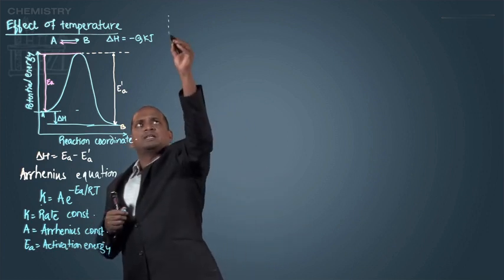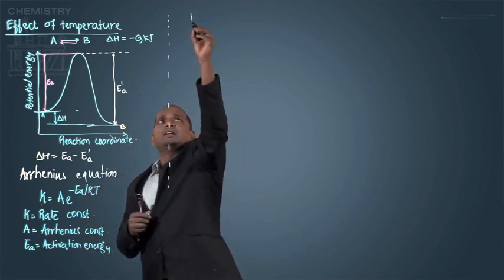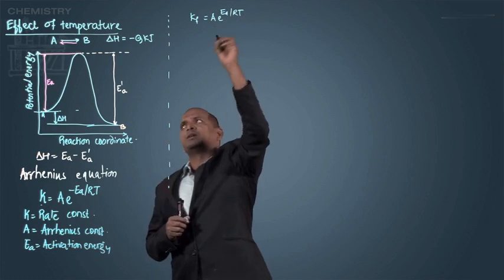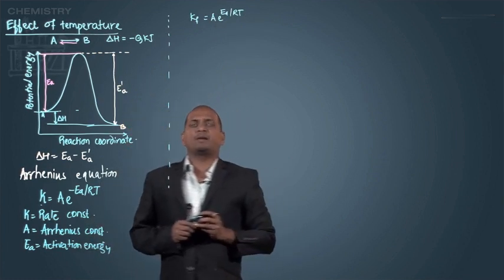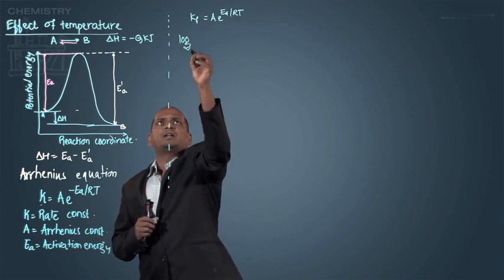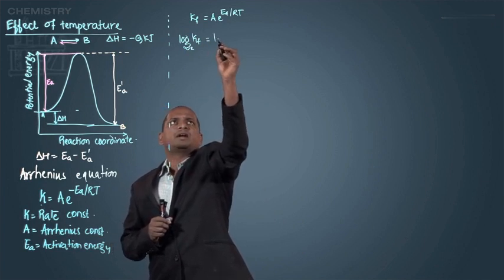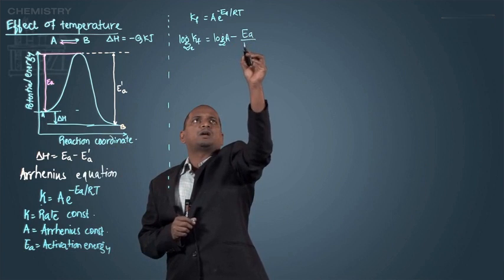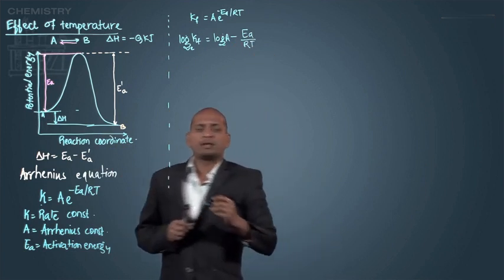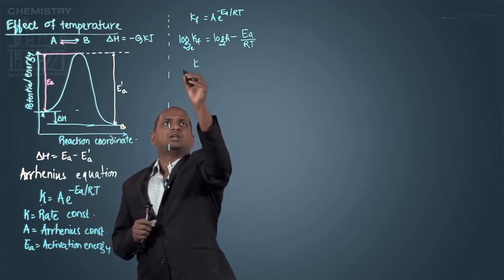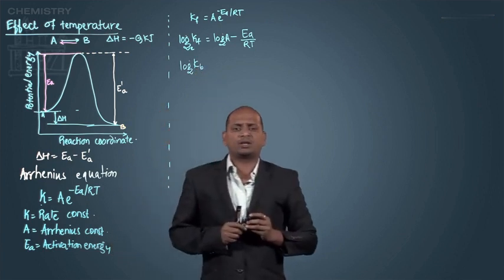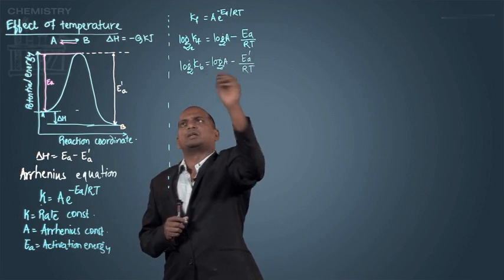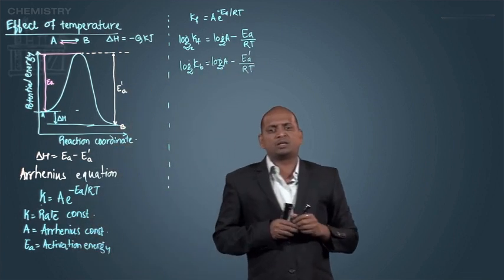If I consider only the forward reaction, I can write K forward is equal to A e raised to minus EA upon RT, because EA is the activation energy for that. Now if I take a log to the base e, we can write log A minus EA upon RT, since log e to the base e is equal to 1. Similarly, for the backward reaction, I can write log to the base e Kb, the rate constant for the backward reaction, is equal to log A minus E dash A upon RT, where E dash A is the activation energy for the backward reaction.